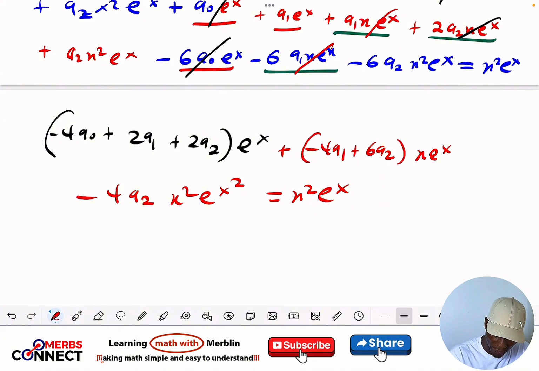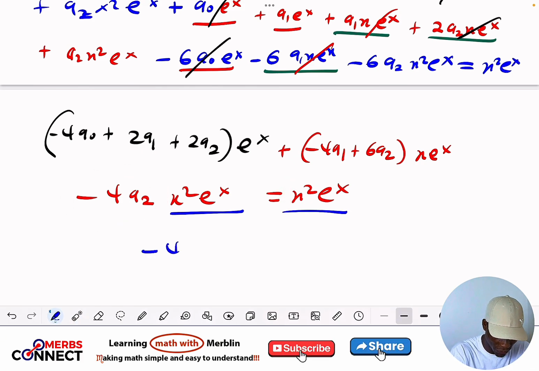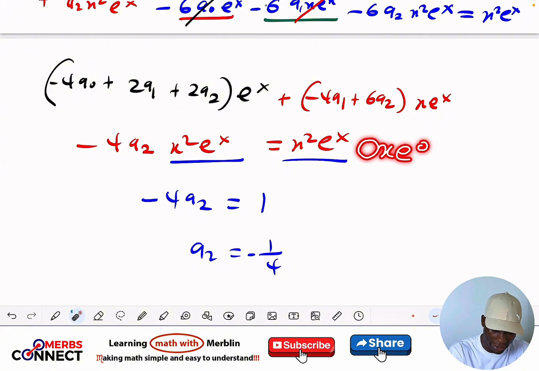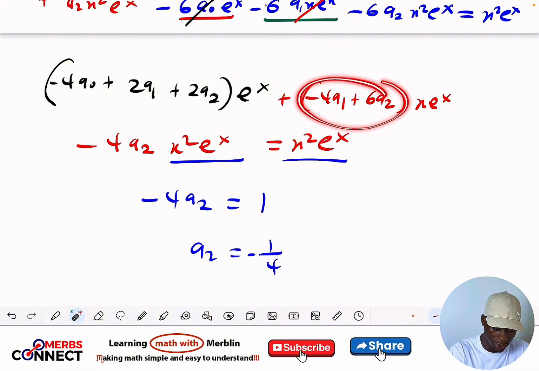And we can see that we have x squared and e here. The coefficient of this is 1 and the coefficient of this is minus 4a2, which is equal to 1. So a2 will be equal to minus 1 divided by 4. Now with this one, we don't have any function with e to the power this, so we can say that it's 0.